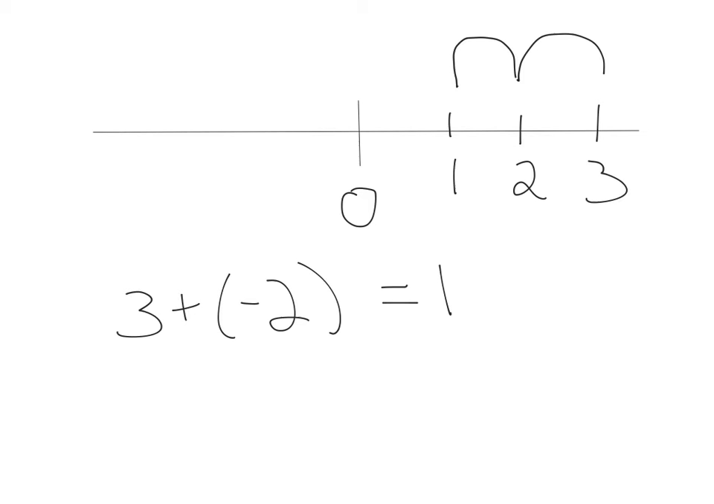Okay? So you can think of the number line and the absolute value as a way of dealing with the addition and subtraction of integers. In this case, 3 plus -2, you start at 3 and you move 2 in the direction toward the negatives, which would be down here.